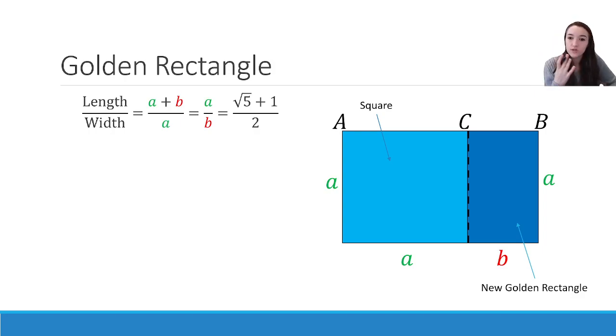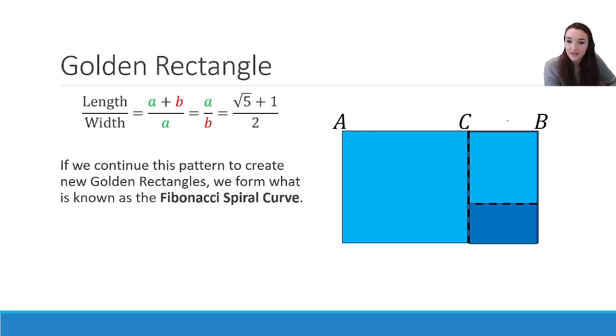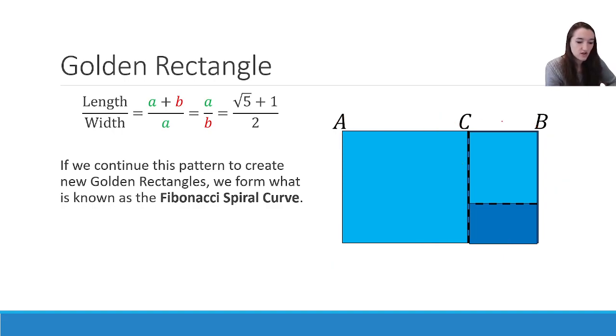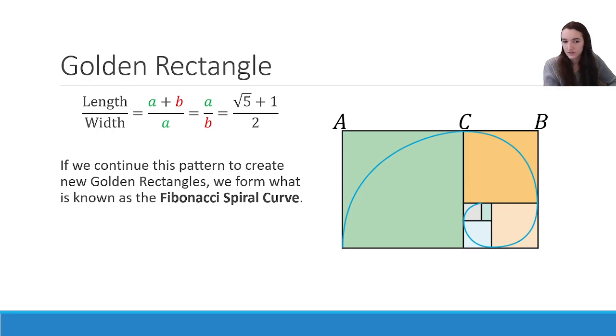And then we continue this pattern, we get a new golden rectangle where once again I can create another square right here, and it will have the same ratio, the size of this square to the size of this rectangle. It's the ratio that we like. It keeps being this same sort of shape, just shrunken down a little, okay? So if we continue this, we get what is called a Fibonacci spiral curve, like this.